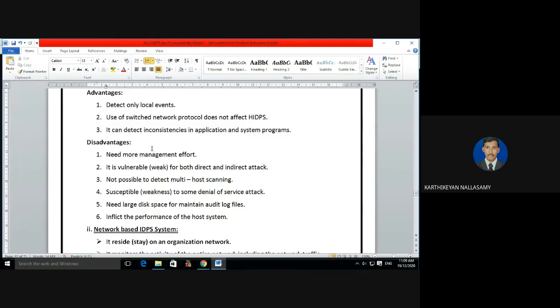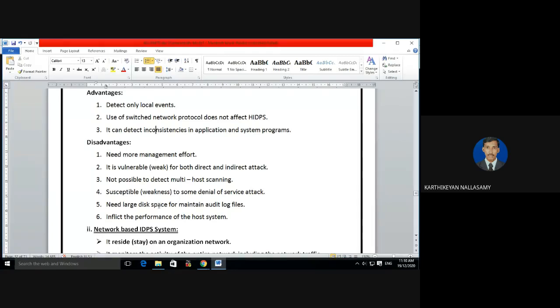The disadvantage is that it costs more, because we need more management. If I implement this alarm in my cabin, I need to monitor each and every second. So we need more management effort, and it is also vulnerable, weak against both direct and indirect attacks, because I need to be here. If I'm not available and there is an attack, it will not be possible to detect. It is also not possible to apply for multiple hosts, and even if I have a number of threads, attacks are possible at the same time.